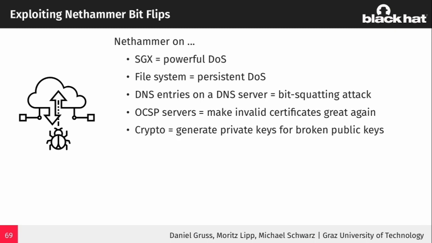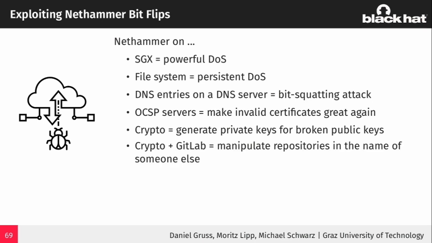Okay, we can also attack crypto. For instance, if we flip a bit in a private key, we can generate a public key for that private key because it can be factorized. And you can use this with different services, like with GitHub or GitLab, where you upload your public key, then we do a bit flip there, calculate a new private key, and then we can just push our malicious code in your repository. Yeah, we implemented several of these attacks and found that we can do them in practice.